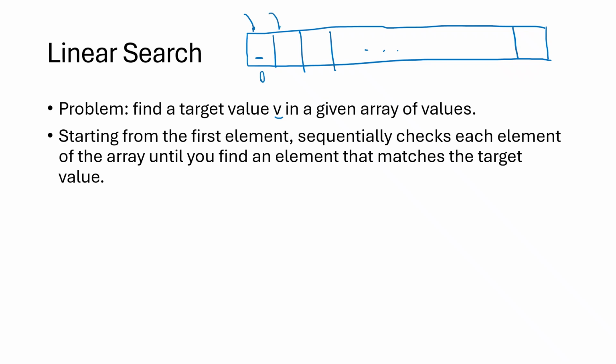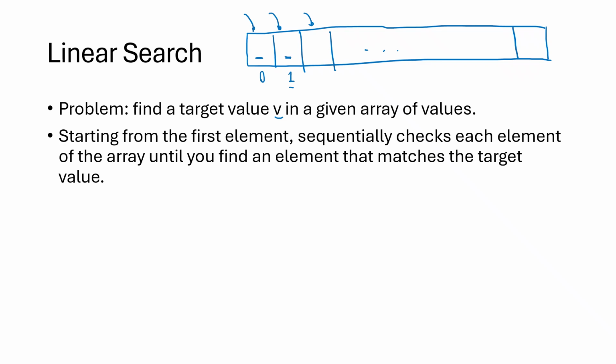If not, it moves on to the next position, index 1, and compares the value at that index with the target value v. And again, if they're equal, it returns 1 as the position of the target. If not, it moves on to the next position and so on. So it continues doing this, and you can imagine this can be implemented with a simple loop. And the algorithm terminates in two possible ways.